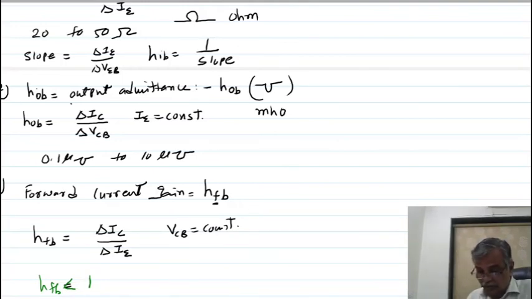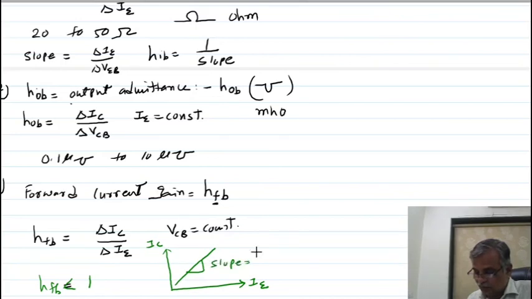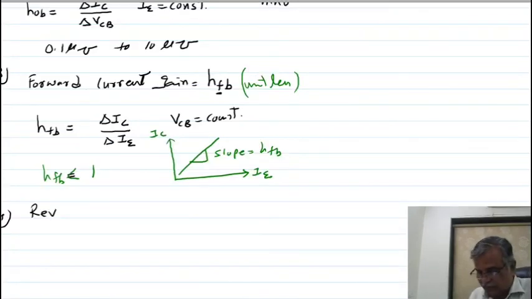This you can also find by plotting the graph of output collector current versus input emitter current. The slope of this line will give you HFB, and this is always less than 1, like 0.9, 0.98, 0.95. This is unitless. There is no unit. The fourth parameter is reverse voltage ratio.